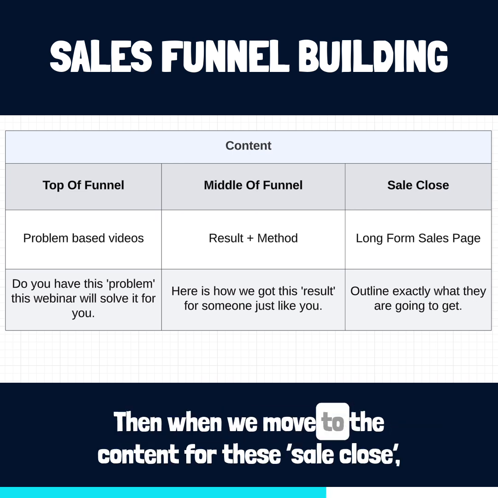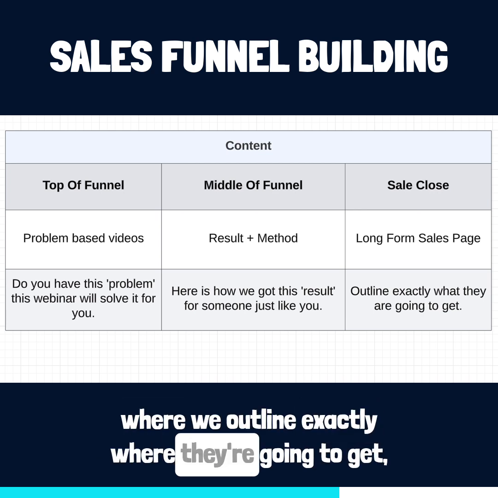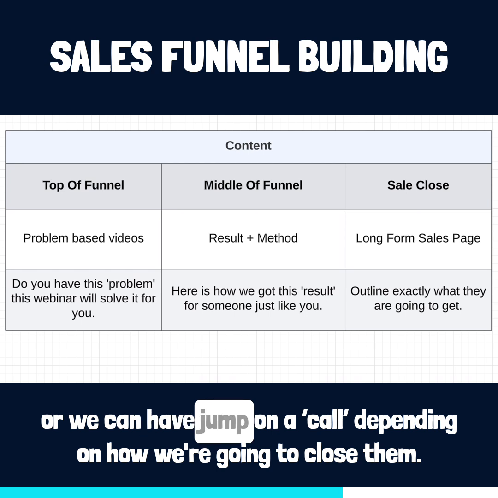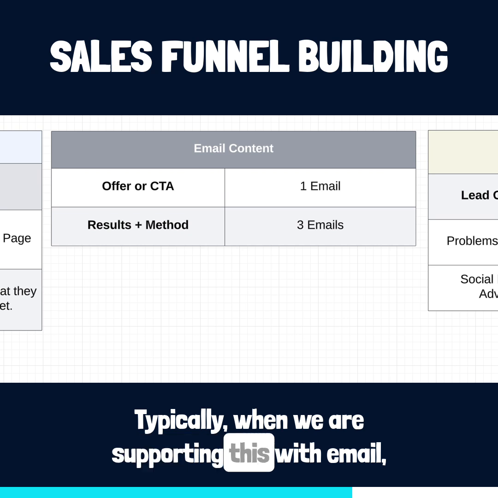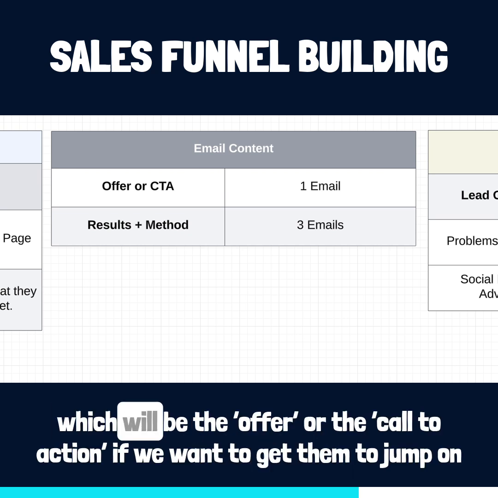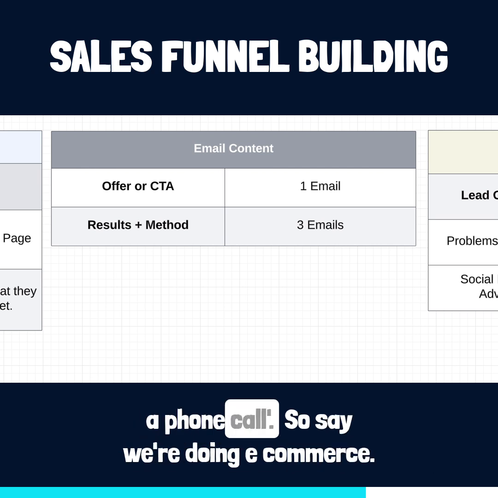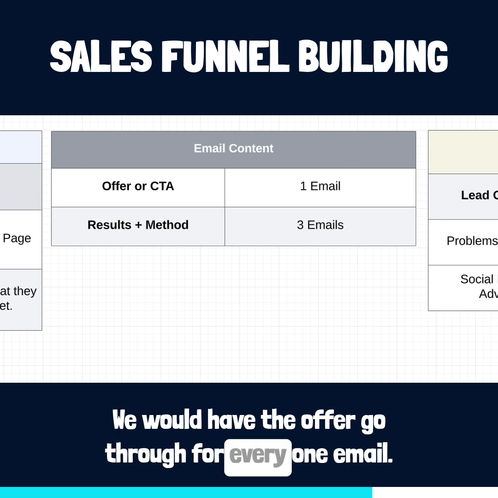Okay? Then when we move to the content for the sale close, we will have a long form sales page, where we outline exactly what they're going to get, or we can have them jump on a call depending on how we're going to close them. Typically, when we are supporting this with email, we will send out one email, which will be the offer or the call to action. If we wanted to get them to jump on a phone call, or say we're doing e-commerce, we would have the offer go through for every one email.